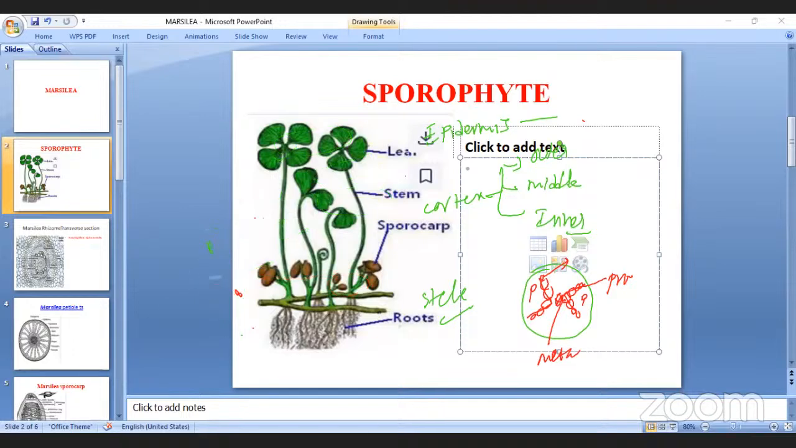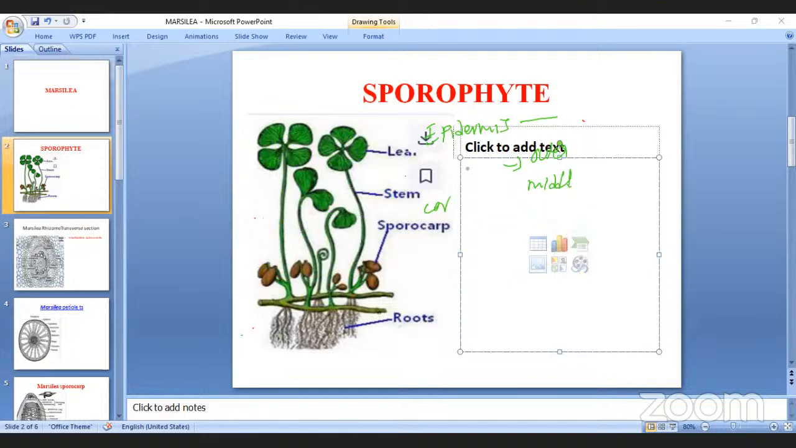Next, after internal structure, let's discuss reproduction. What are the reproductive parts? Already told you. The reproductive part is the sporocarp. Let's see the structure of the sporocarp. This is the Marsilea sporocarp. If you take this sporocarp, a vertical section appears like this.